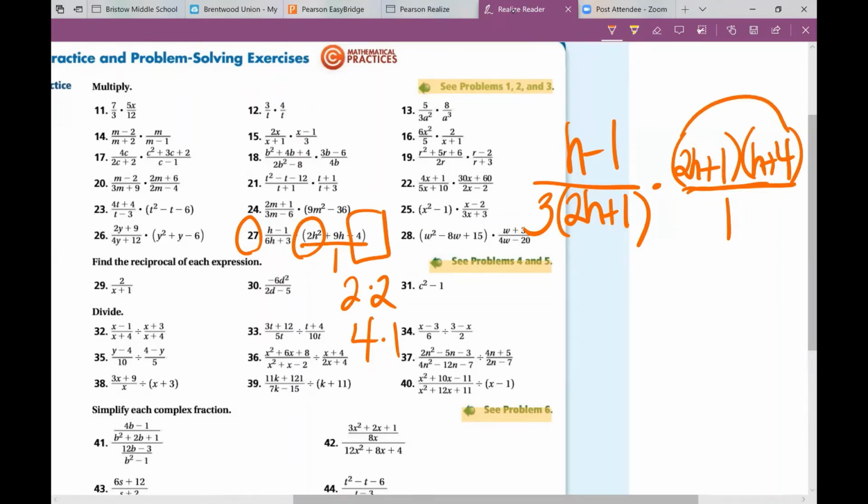My 1 needs to go here because that will make a 1. And 8h, and 1h makes the 9h that I'm looking for. Now that I've done that, I can look to see what is common anywhere.